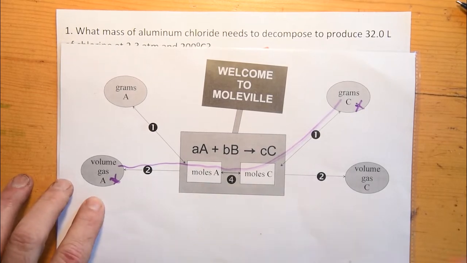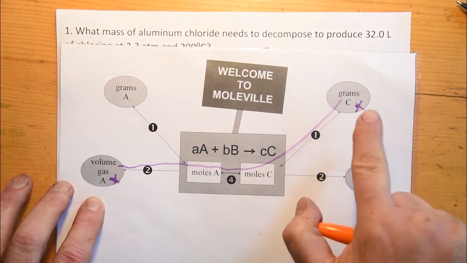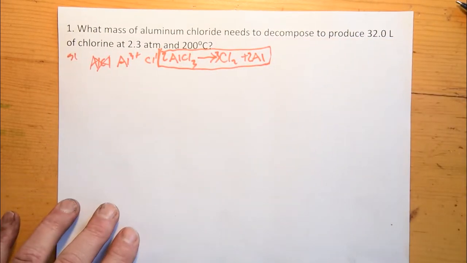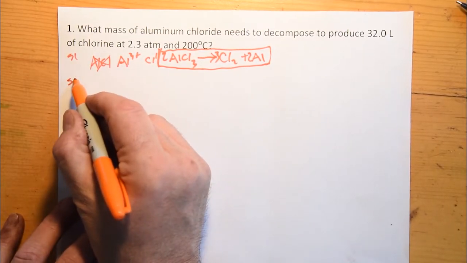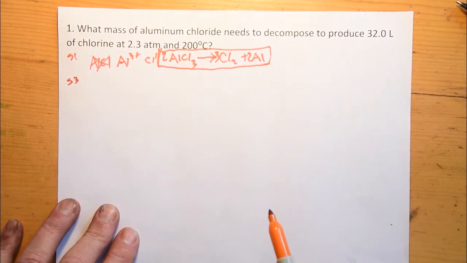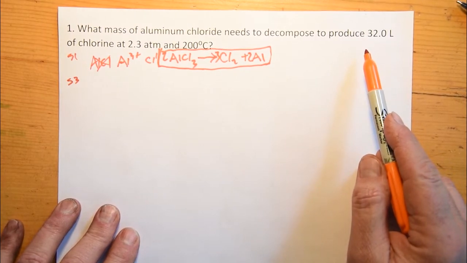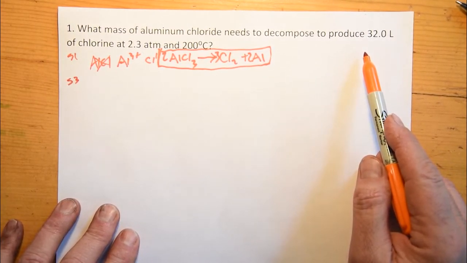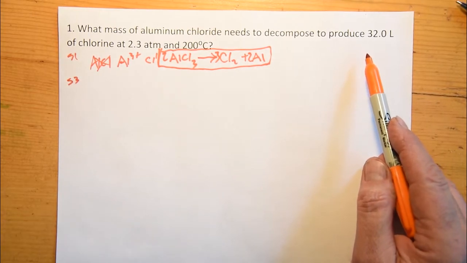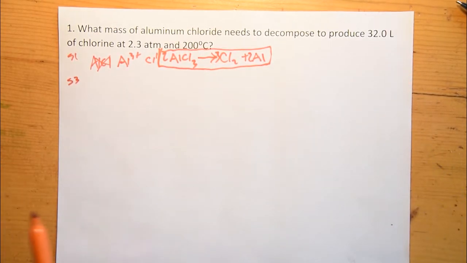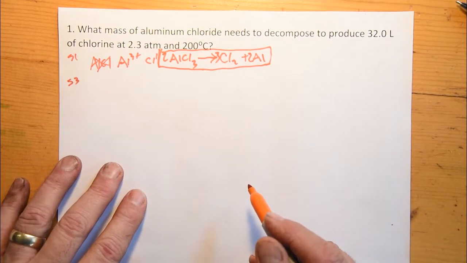We're going to start here. We're going to end here. This is how we're going to get there. All right. That was step 2. Now, in step 3, we got to take what we're starting with. We need to figure out how many moles of chlorine we're going to have. And that's the starting point.